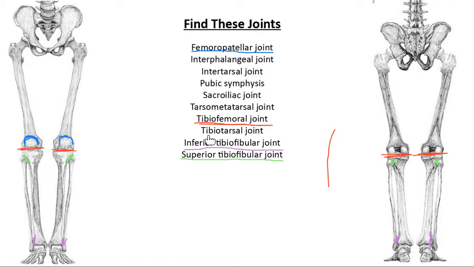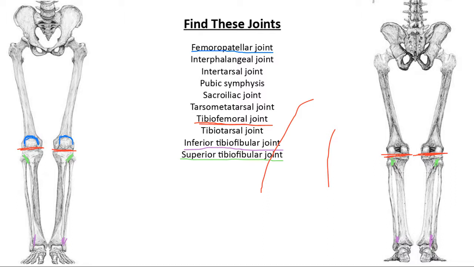Hey, this joint also has that name tibio in it. It's my last one that I know is found between the tibia and something. So the tibiotarsal joint is the place where the tibia interacts with the tarsal bones. In particular, there is one tarsal bone.